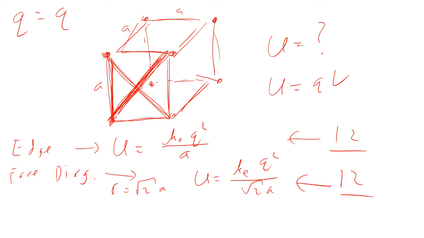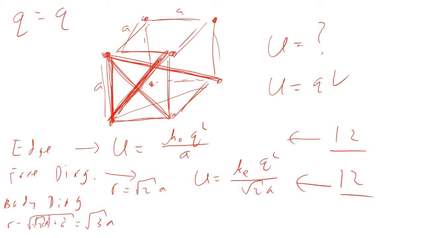And then we have a body diagonal across the width of the entire thing. Okay, so we want to find out, well, how long is that length right there? And so you say, well, Pythagorean theorem, we know the face diagonal is square root of 2, so it's going to be the square root of 2 A squared plus A squared. So that's square root of 3 A. So that means the energy is going to be KQ squared over square root of 3 A. There are 4 body diagonals.